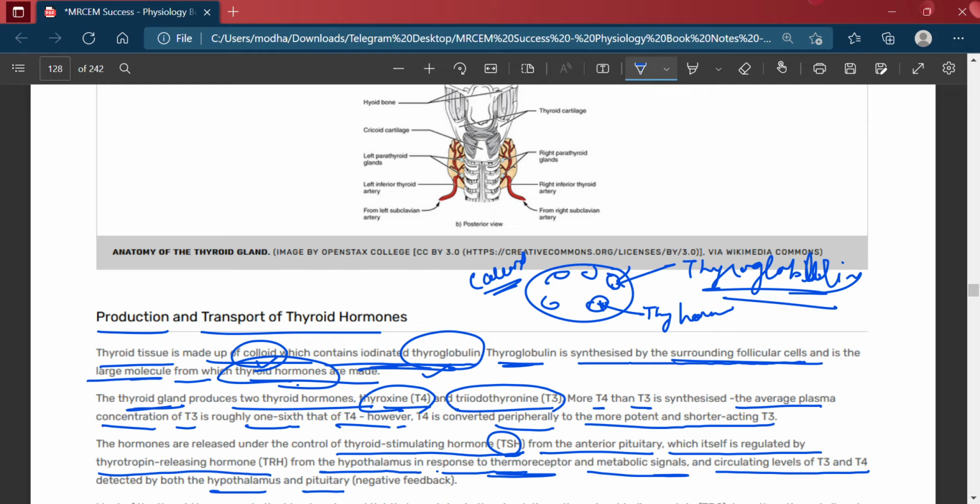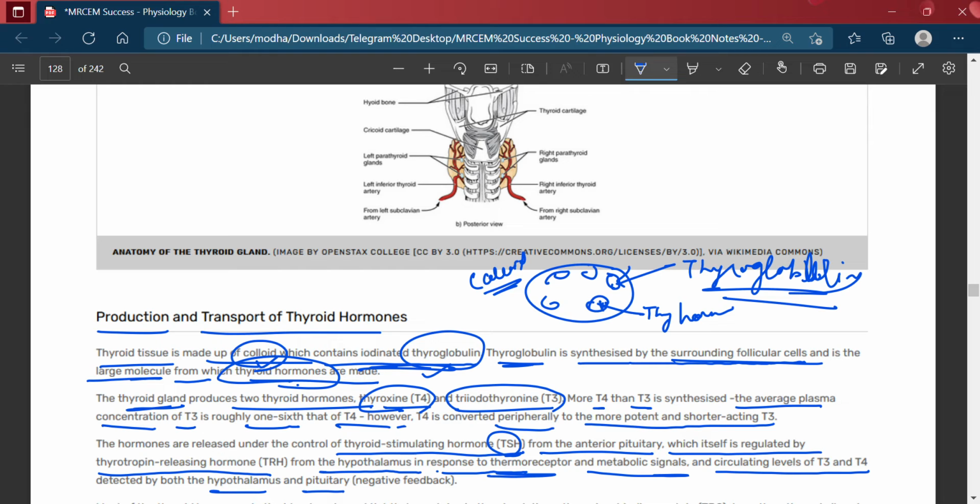So, the thyroid gland produces thyroxine T4 and triiodothyronine T3. T3 is 1/6 of the amount of the T4, and T4 in the periphery is converted into the short acting T3.